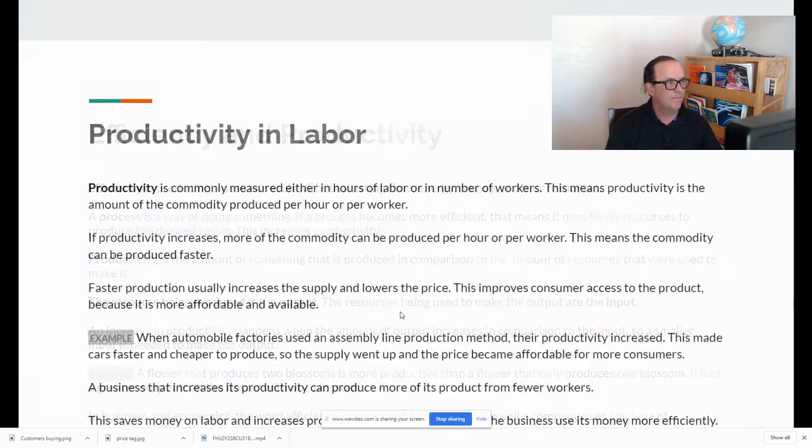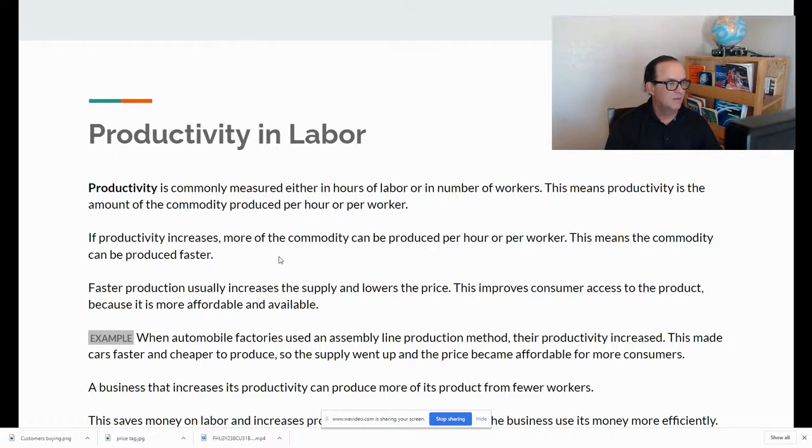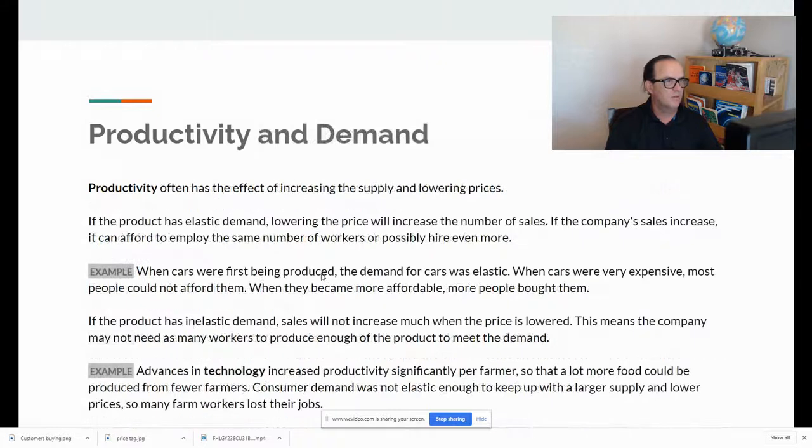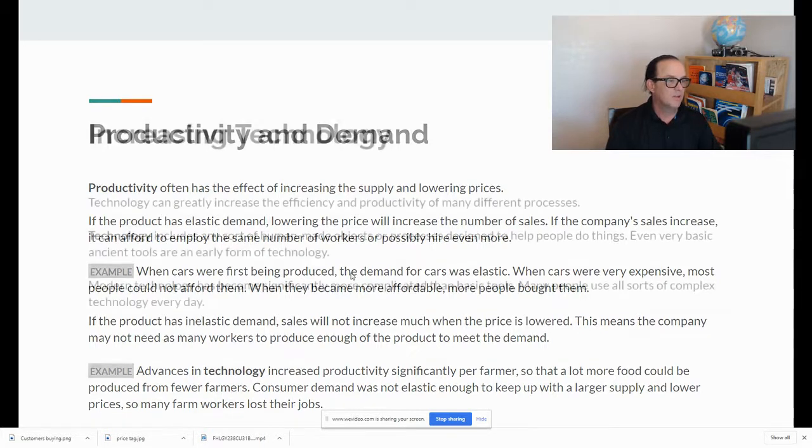So that's that part. Productivity is the amount of time and the amount of workers that it takes to produce something. And here's the definition that you'll see in the chapter coming up. Faster production usually increases the supply and lowers the price. This improves consumer access to the product because it's more affordable and available. So improving your productivity obviously will increase your profit. If you're more efficient, you're going to start producing more, increasing the supply and then lowering the prices because you have more supply. You can do that because you become more efficient. So productivity is part of that.